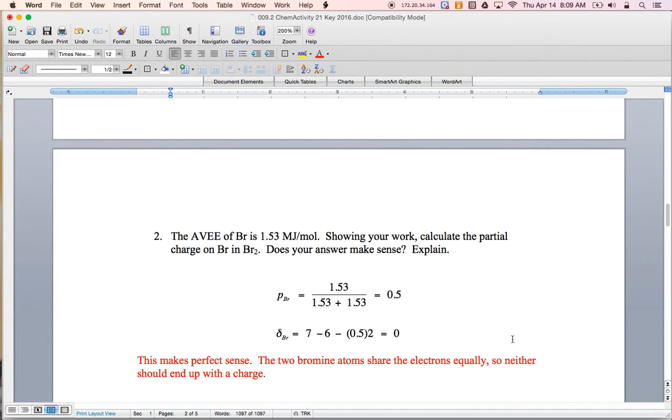And now we go through the same calculation to do this with bromine in Br2. The thing that changes here is that because both of the atoms are the same, when they share the electrons, they share them at exactly 50%. So the partial charge on bromine in the Br2 molecule is 0, but that makes perfect sense because the two bromine atoms share the electrons equally, so neither atom should end up with a charge.